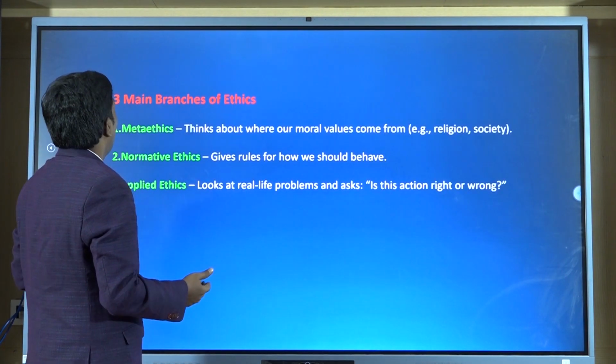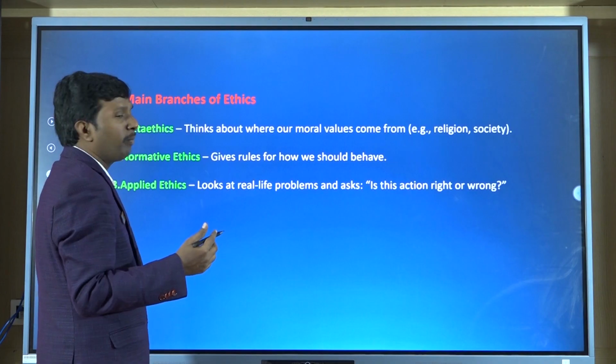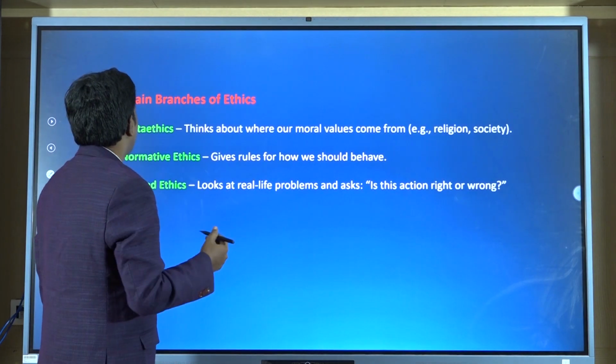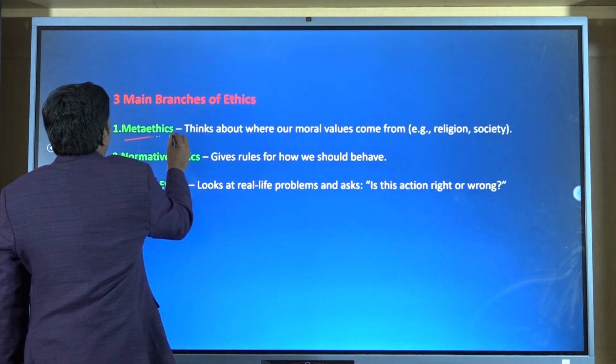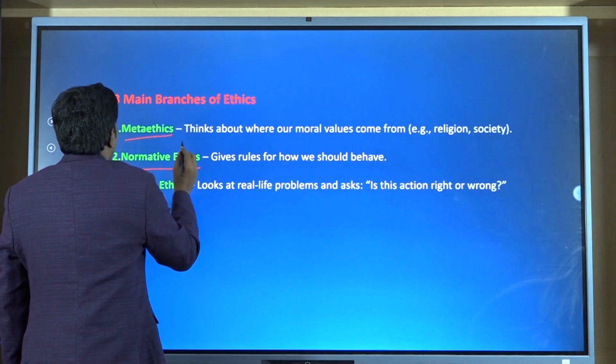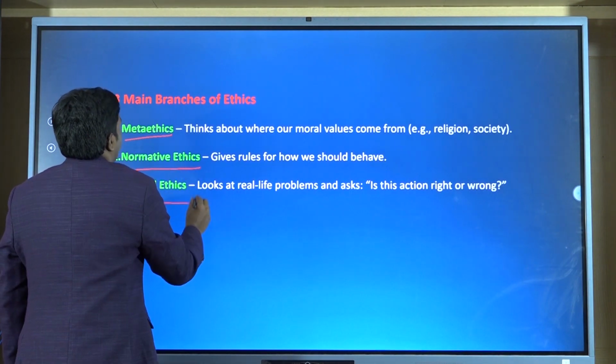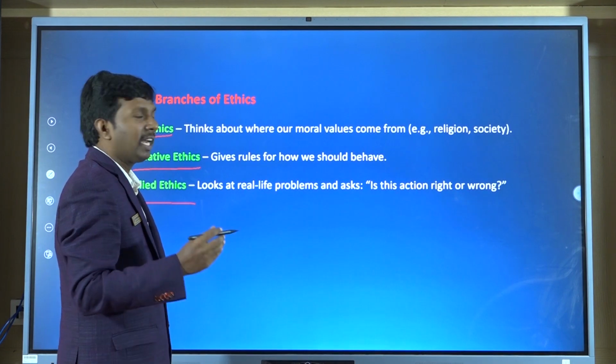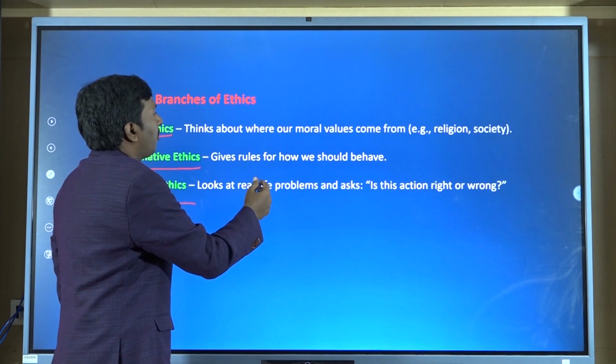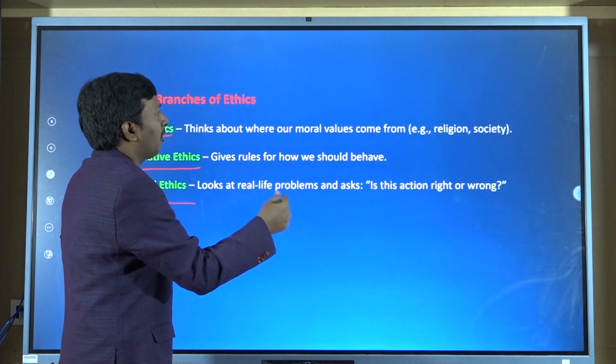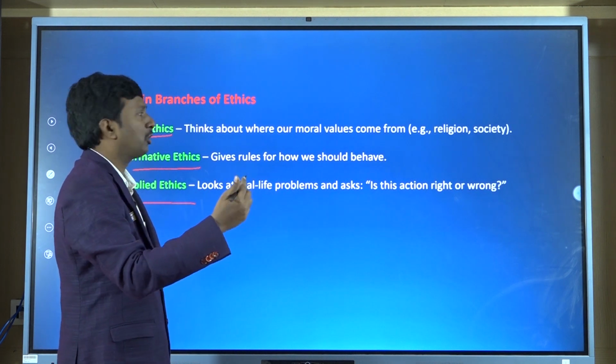And next, there are three main branches of ethics. The first one is meta ethics, the next one is normative ethics, and the third one is applied ethics. So what is the meaning of meta ethics? It asks where our moral values come from, like religion or society.